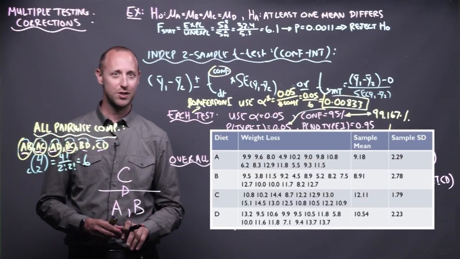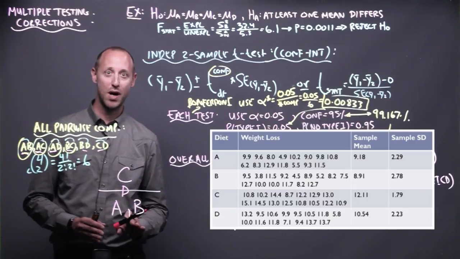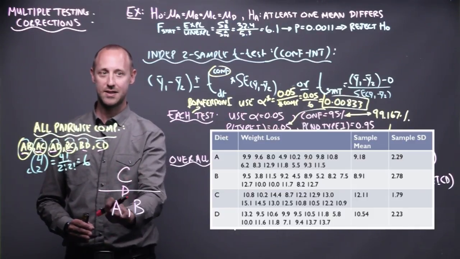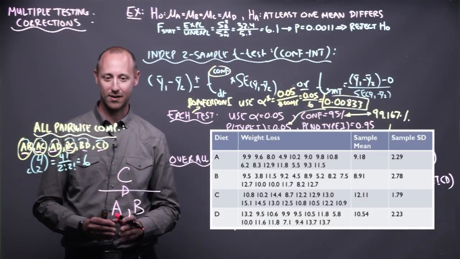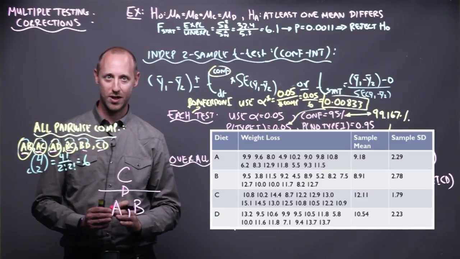I know when I first learned this material, I struggled a little bit with this concept. Some of you, your brain may be going in the direction: if C is the same as D and D is the same as A, isn't C the same as A? That's true mathematically, right? If C equals D, and D equals A, C must equal A. But we're not saying that here.